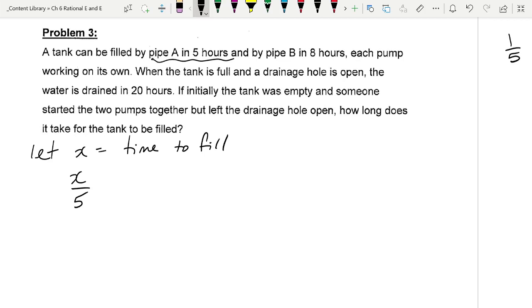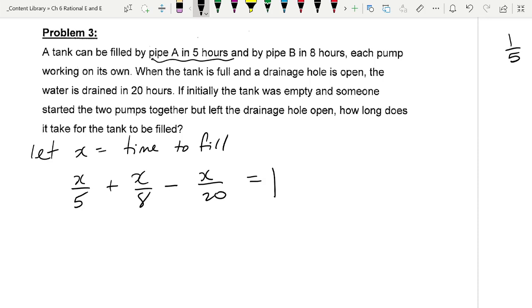And pipe B, oops, I actually have that upside down. Oh, no, I don't. No, that's right. Pipe B is x over 8. And then here's the part that's different from the last two. The other one's a hole, a drain. So while these are filling, it's losing, but at a very small rate, and it would lose the entire thing in 20, but we make that a subtract. So there's the equation. And of course, all of this equals 1 full tank.